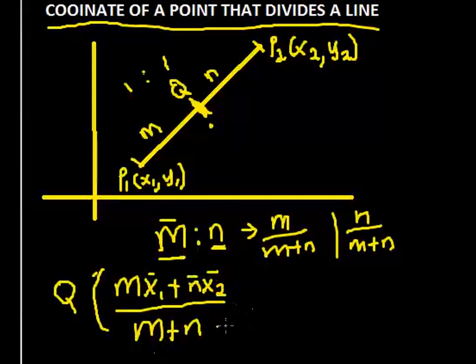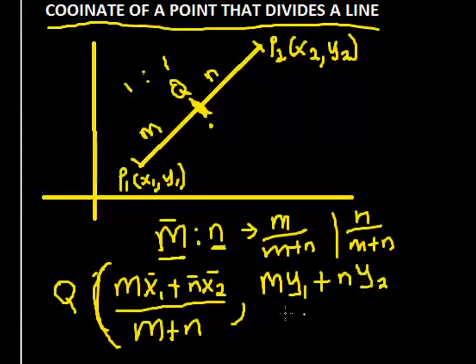This is just for the X coordinate. I use this one to get the X coordinate. Then comma, for the Y, the same thing goes. That's going to be M multiplied by Y1, plus N multiplied by Y2, then divided by their sum. That is how we get the coordinate of this point Q that divides this line.